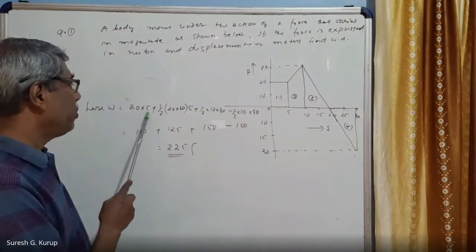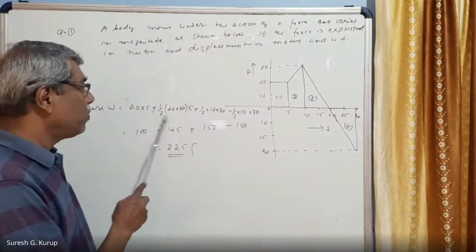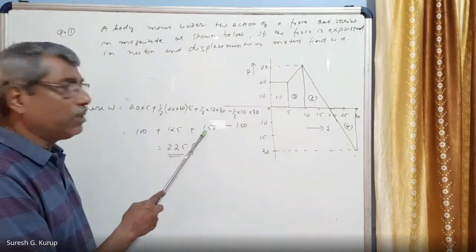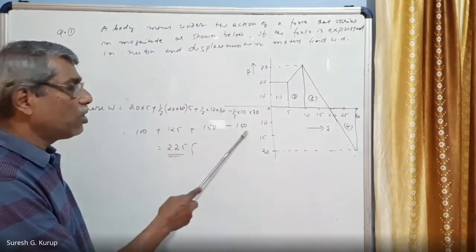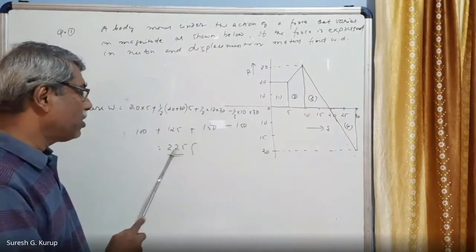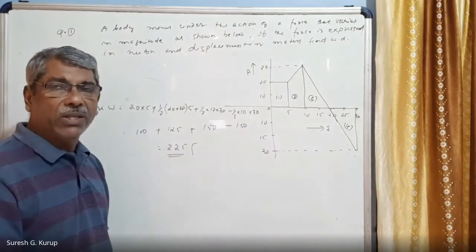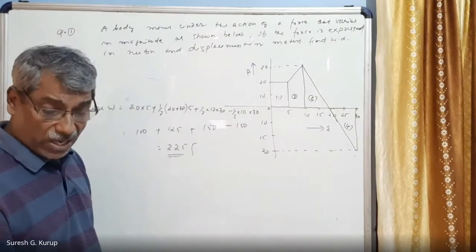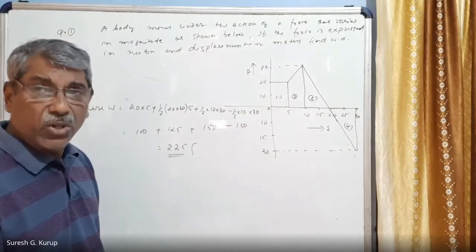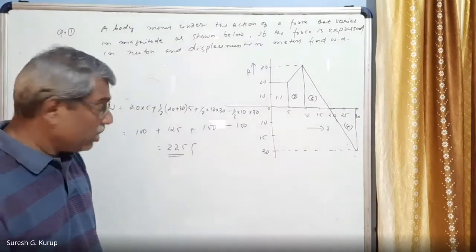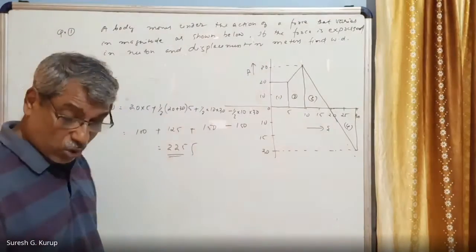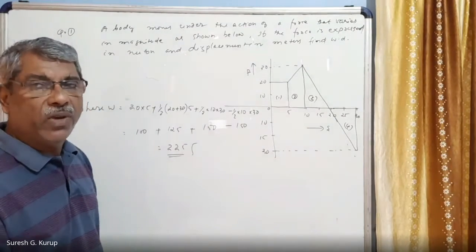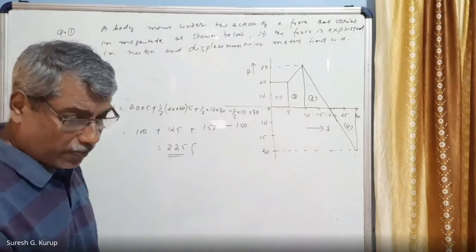In all values, 20 into 5 is equal to 100. Plus this value when calculated, you will get 125. This value you will get 300 divided by 2 is equal to 150. This also 150. 150 and 150 cancel, you will get 225 as the area. That area is equal to the work done. Work done is measured in joules, right? That is why we wrote 225 joules. So this is how we can calculate the work done by a variable force. It's an important question, right?